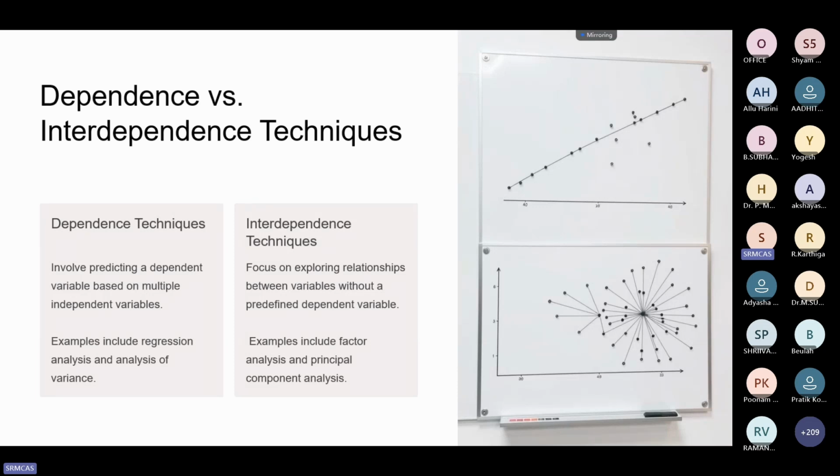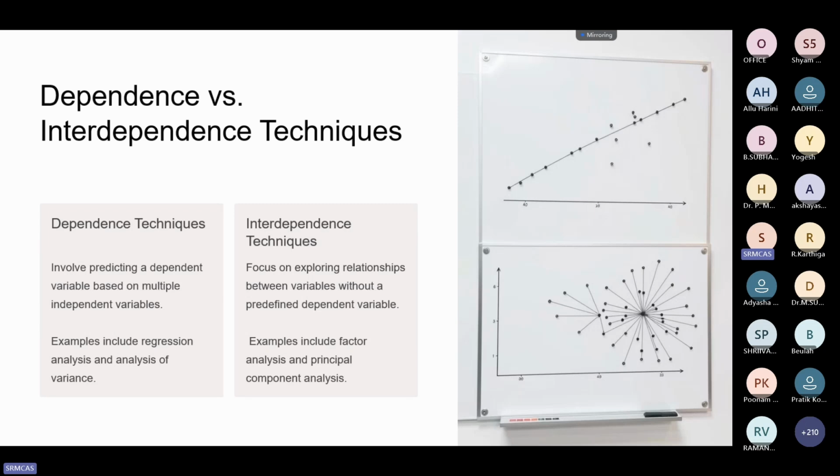Usually such dependence analysis is related to regression analysis. Regression estimates the cause and effect between independent variables and the dependent variable. But interdependence techniques are not like that. Here there is no cause and effect, which means there is no dependent variable here.